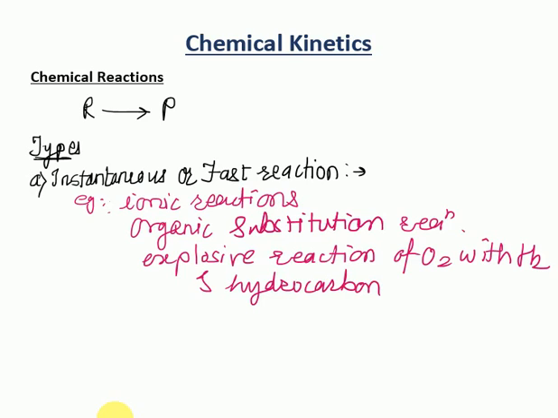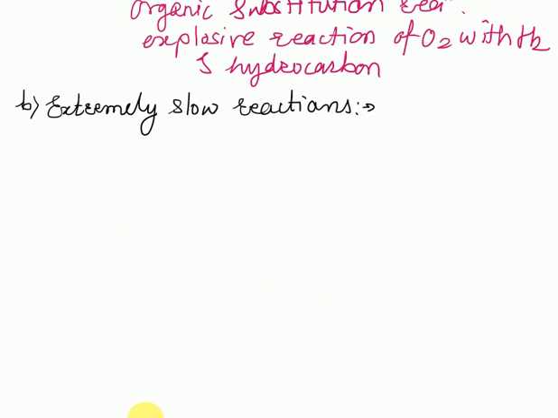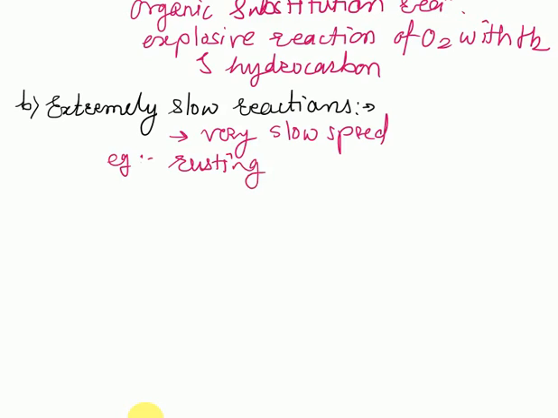The second kind of reaction is the extremely slow reaction. Such reactions proceed at a very slow speed, so slow that again it is not possible to measure the speed of such reactions. For example, rusting of iron.